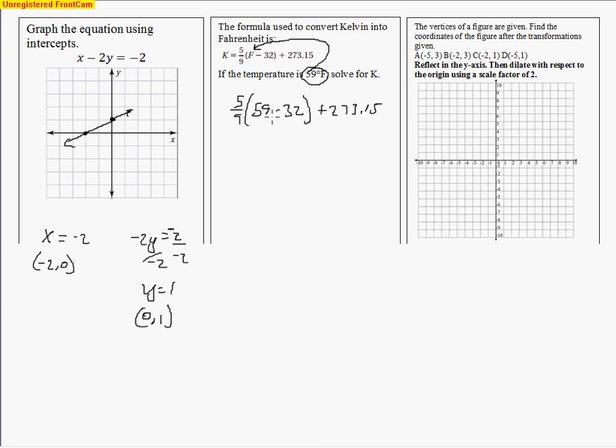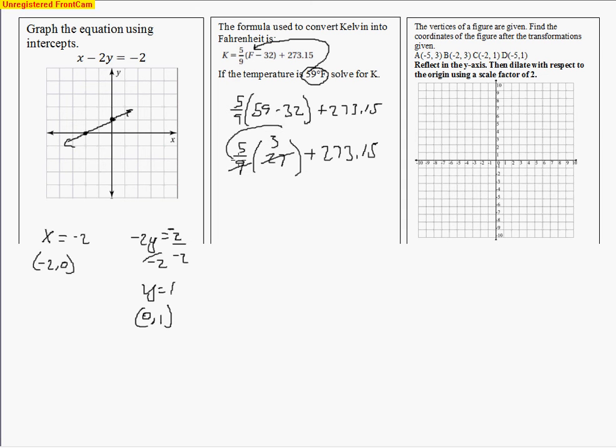So I go ahead and do that subtraction. So I have 5/9 times, and then when I subtract these two numbers, I end up getting 27. And then I have to add on that 273.15. So all I'm doing is multiplying 5/9, but I see some canceling that occurs. 9 goes into 27 3 times.